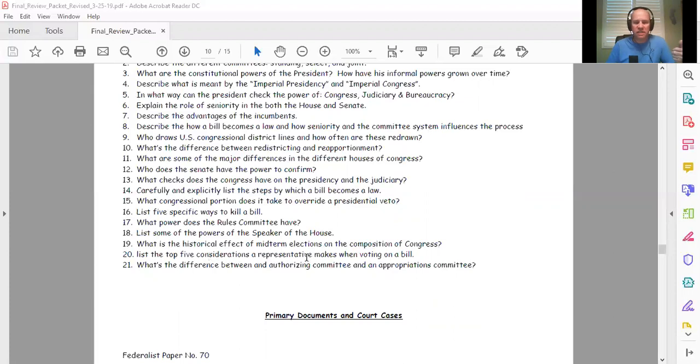Influences. I didn't go over this. Influences on a representative when they're voting for a bill, a member of the Senate or the House. So when we do our mock Congress, most of you would just vote for a bill on whether you thought the bill was a good idea or not.